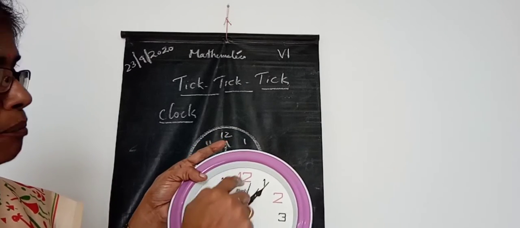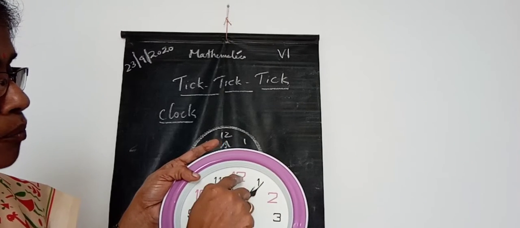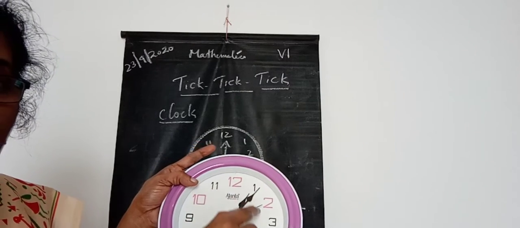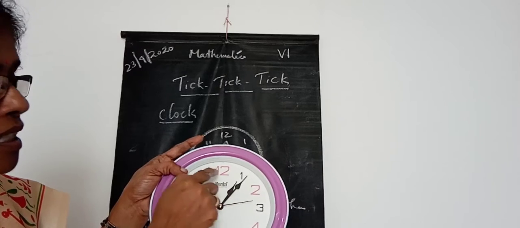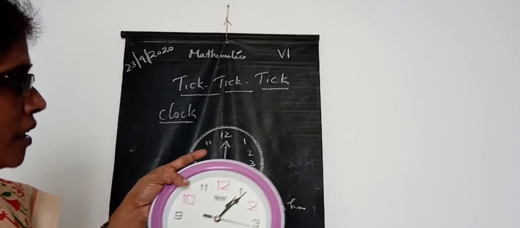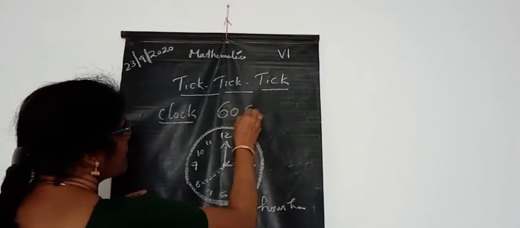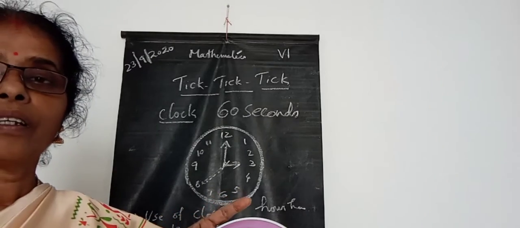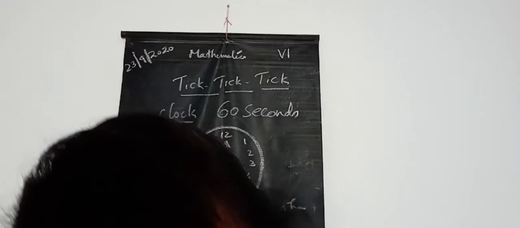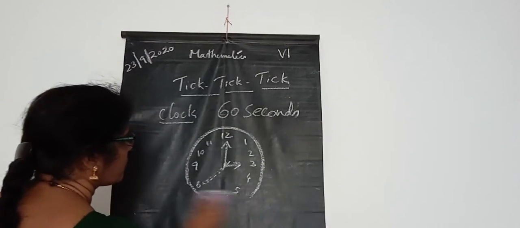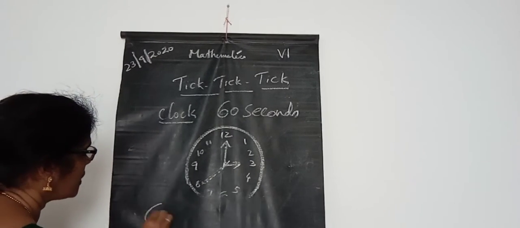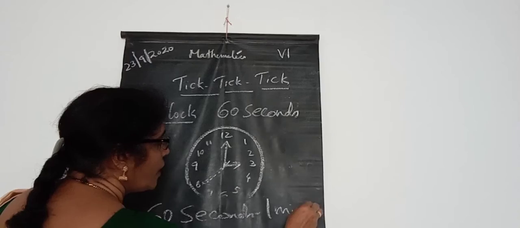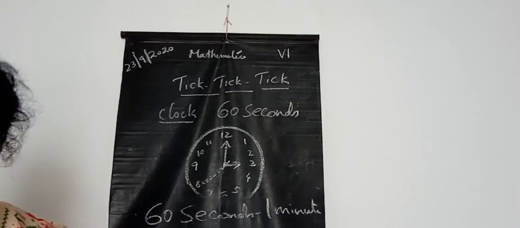60. That 60 means if this second hand moves from 12 to 12, that means 60 seconds. These 60 seconds mean 1 minute. Yes, look here, 60 seconds means that is 1 minute. 1 minute. Okay.